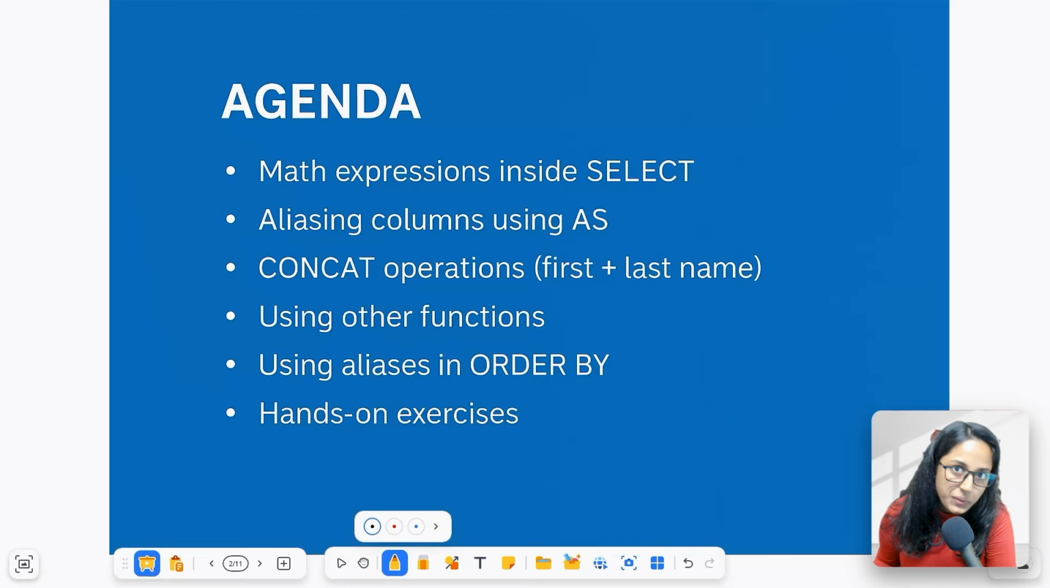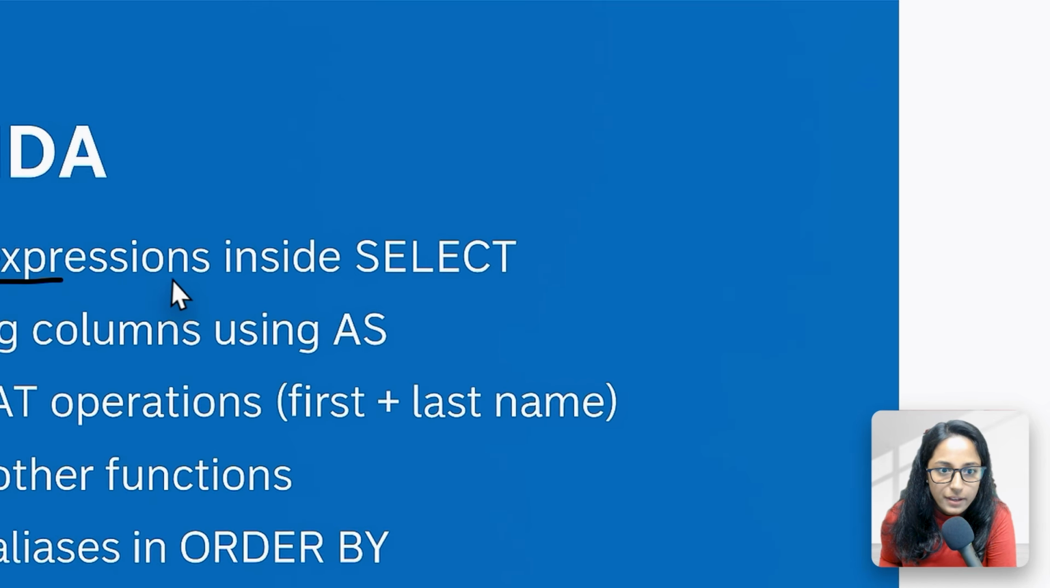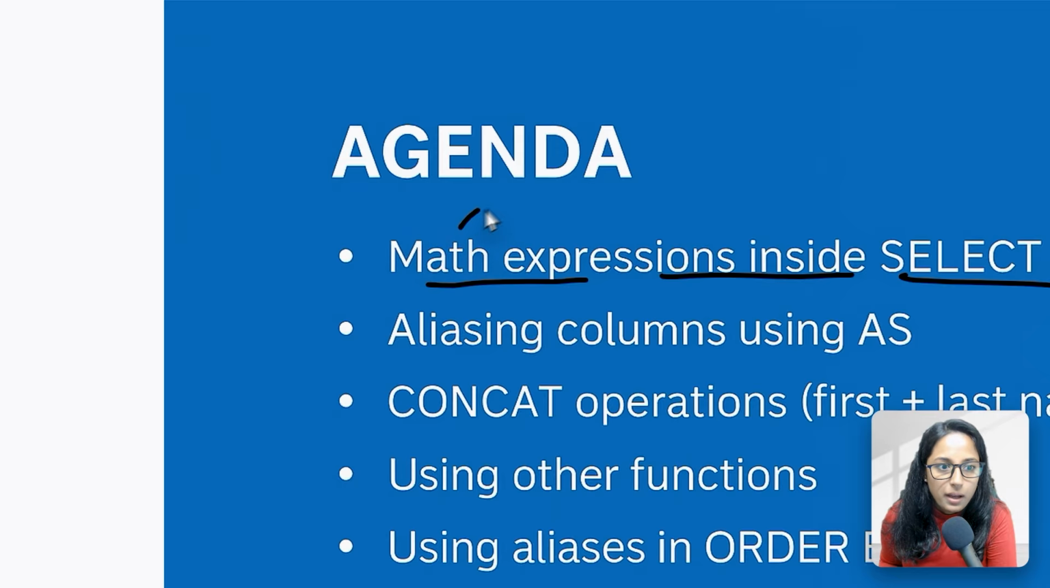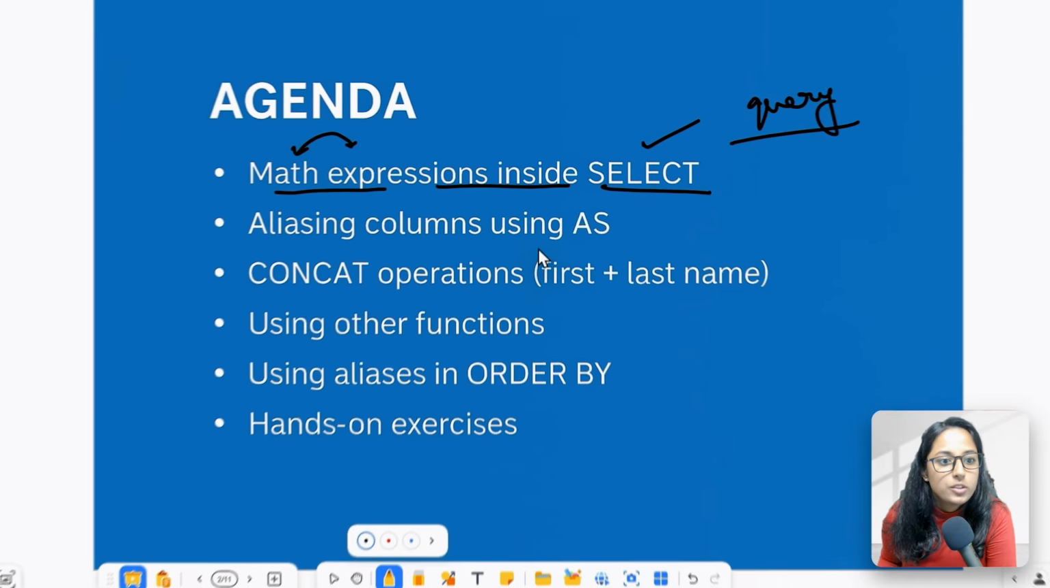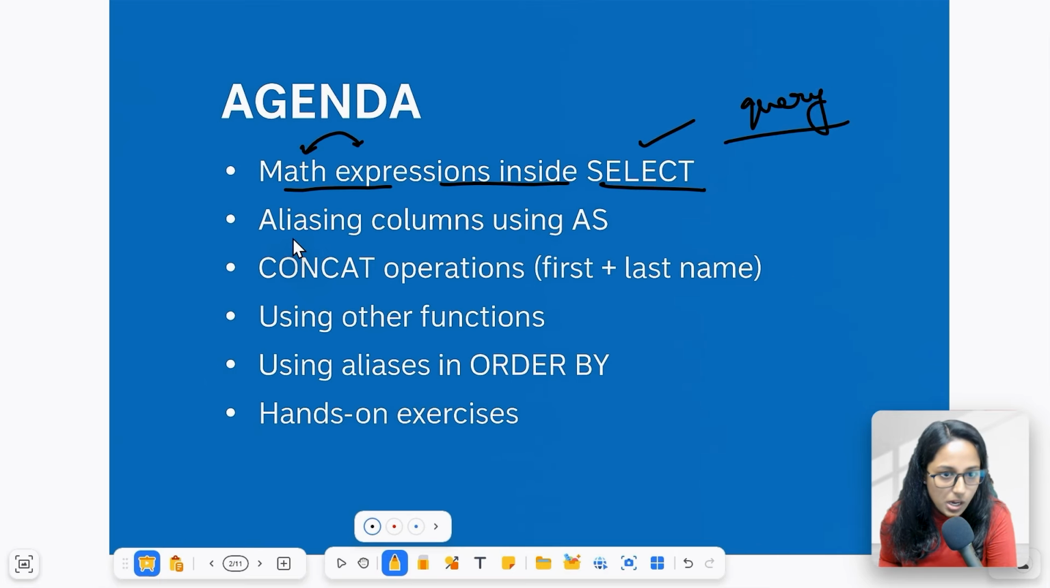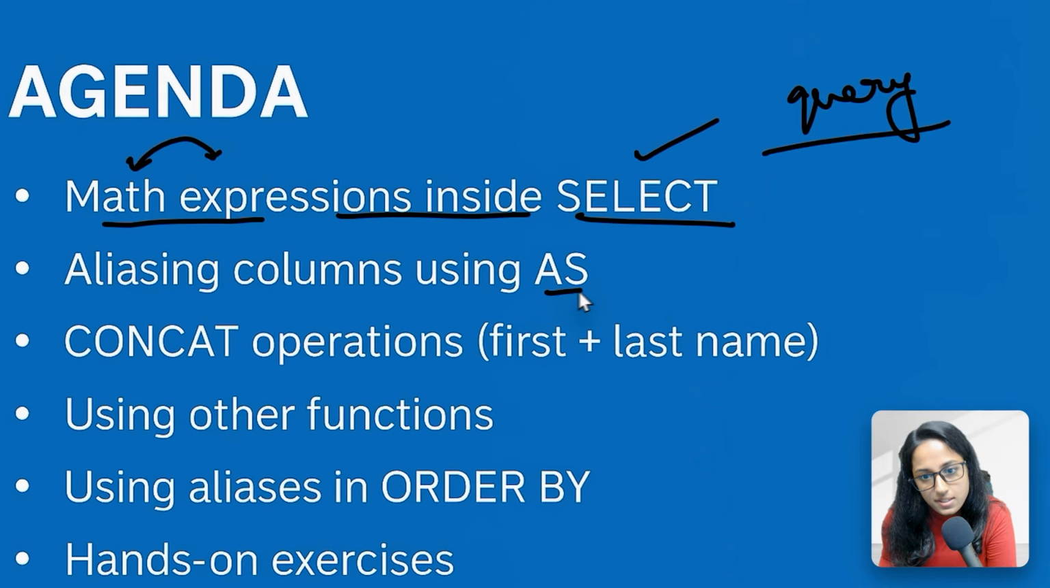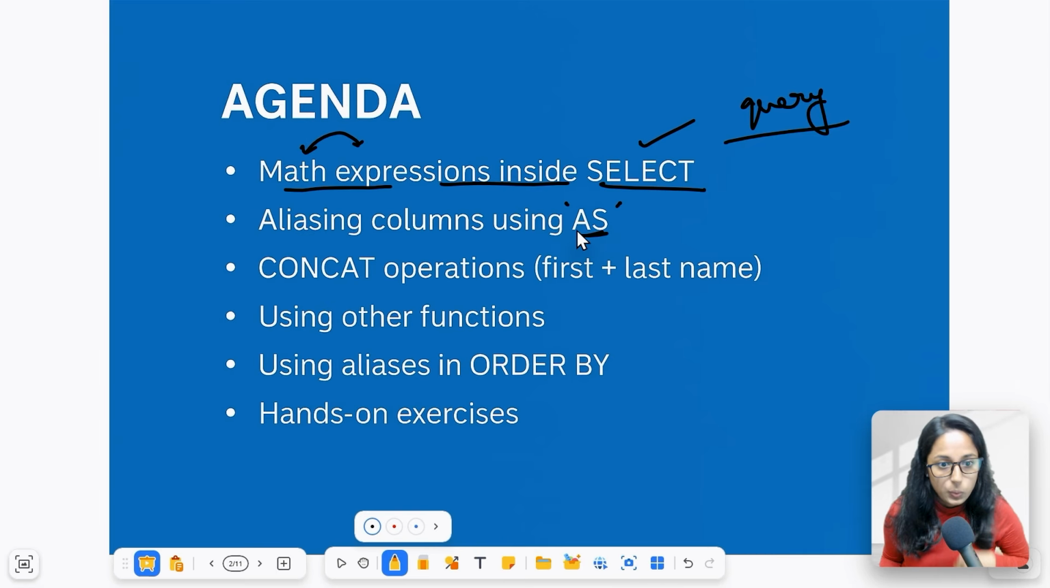Now let's see what our agenda for the topic is. We are going to see some math expressions inside the SELECT keyword. Whenever we are writing any sort of query, how are we going to use our maths expressions with our SELECT keyword, that we are going to check. We are going to see how we can alias the column using the AS keyword. We will see many examples using various methods.